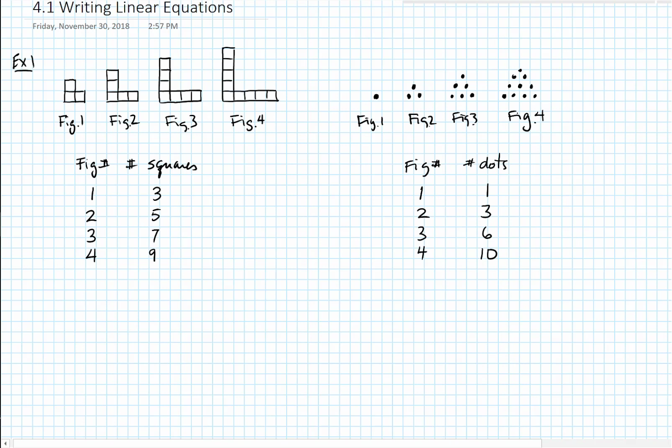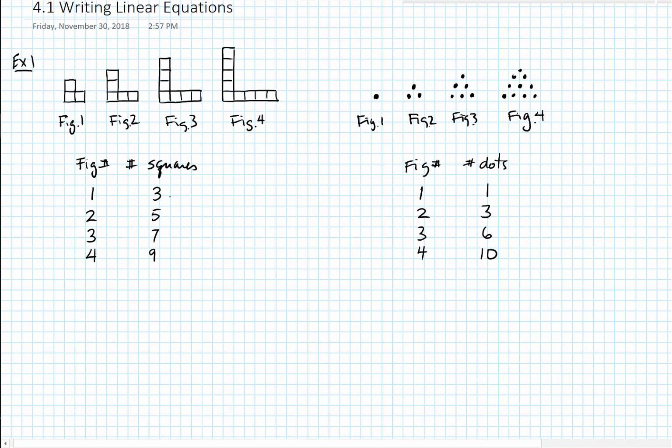Now, one very important distinction about the kind of patterns that we're going to look at in this chapter is that we're only going to focus on linear patterns. And the example on the left is an example of a linear pattern. The example on the right is a nonlinear pattern. And how are we going to tell the difference between these? Well, let's take a look at the table where we have the figure number and the number of squares.